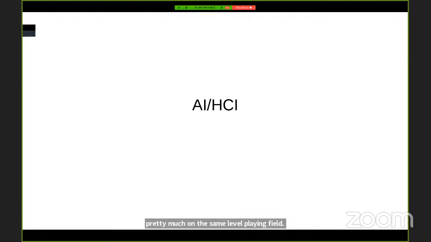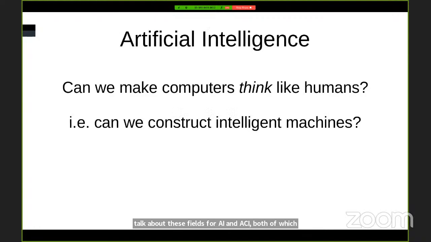Okay, so let me go into the final part of my talk to talk about these fields called AI and HCI, both of which are fairly famous these days, especially AI. So artificial intelligence started somewhere in the 1950s, once we had electronic computers, and people started wondering, can we make computers think like humans? Can we construct intelligent machines for some definition of intelligence?